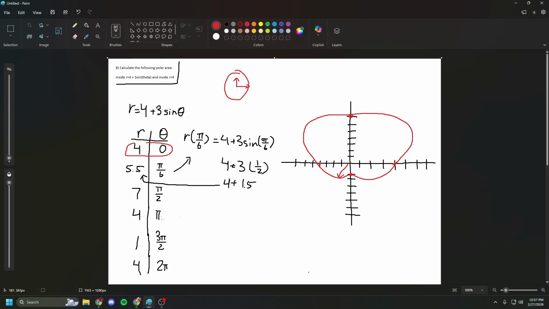4 pi over 3. It's not super accurate. All we need to know is that it's more than 1, which is what it is here. You guys can finish this.